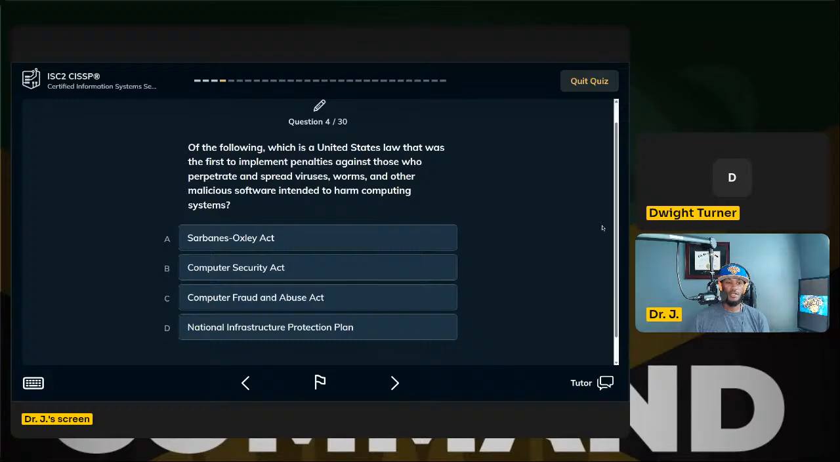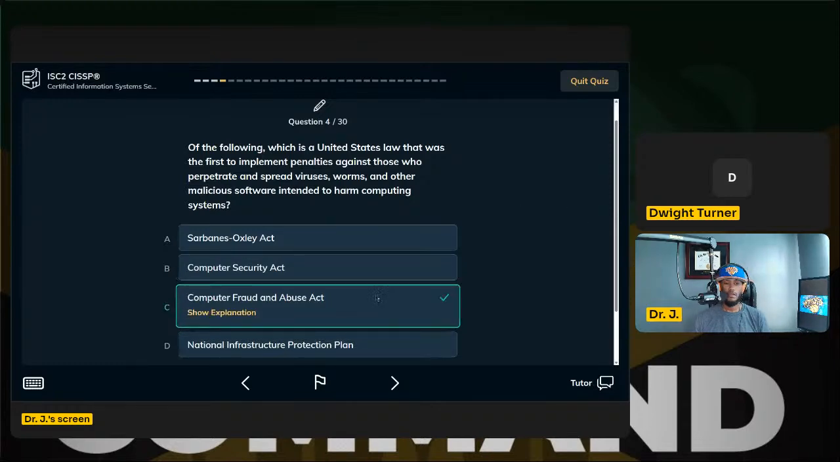All right. So, of the following, which is a United States law that was the first to implement penalties against those who perpetrate and spread viruses, worms, and other malicious software intended to harm computing systems? It's not Delta. It's not Alpha. Yeah, this should be Charlie.